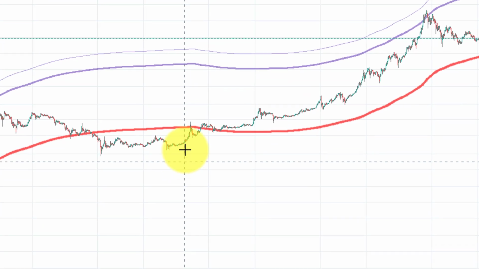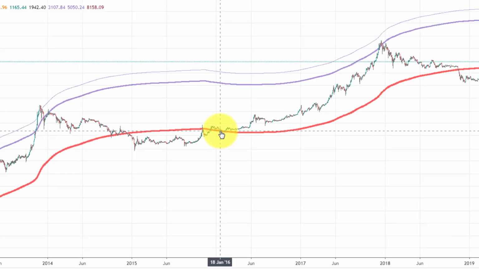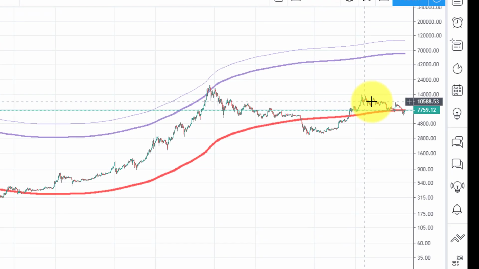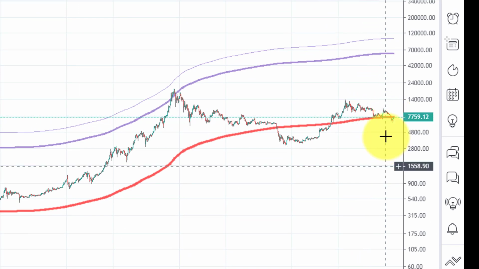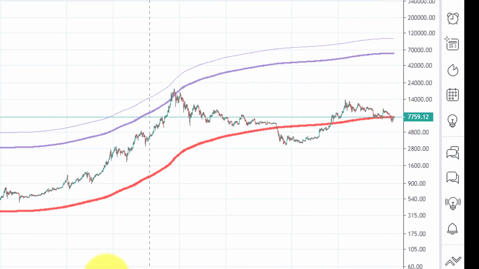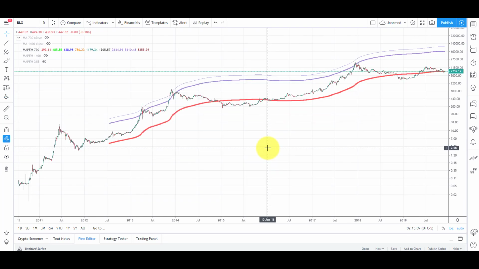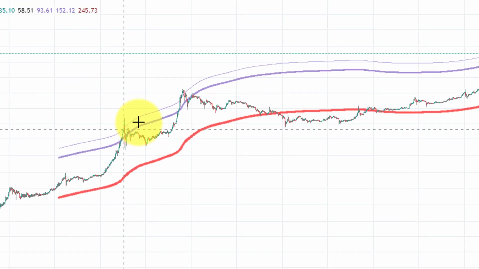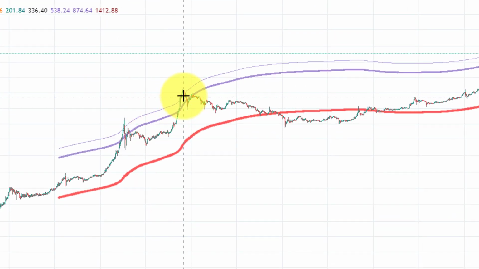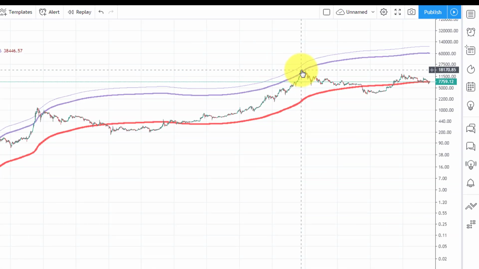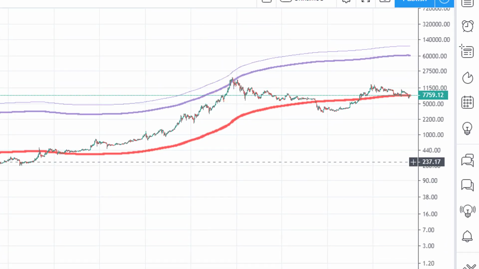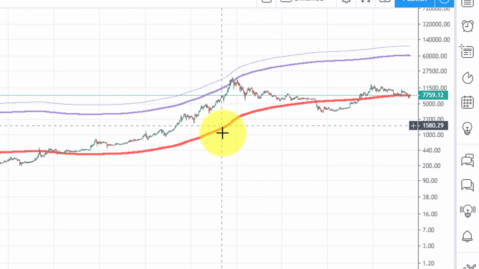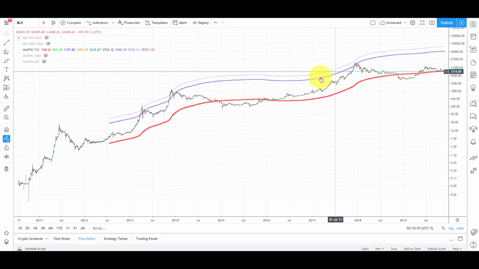If you really zoom in, you'll notice that when it cleared it, it came back and it tested this level. And sure enough, we have come back and tested this level and are currently hugging this 2-year moving average mark. Now, the interesting thing to note is that when we create a band of the 8 and 13 multiplier, it's identified the tops here on Bitcoin and its market cycles, and also did that here as well. So this does a great job of indicating market tops using a 2-year moving average and those multipliers.